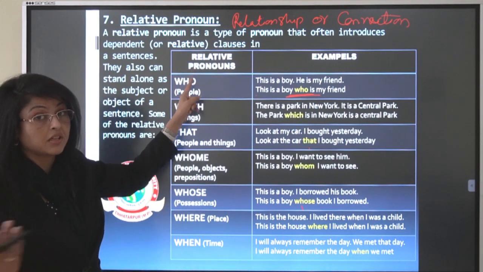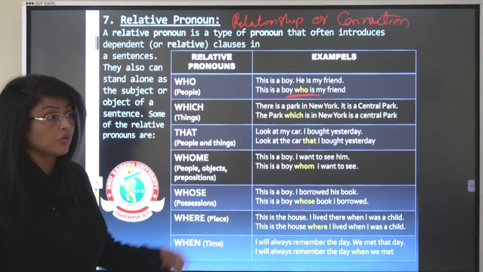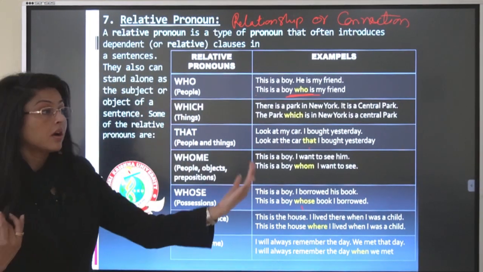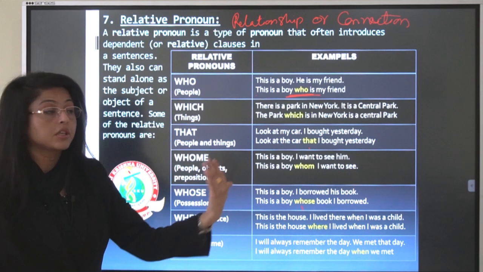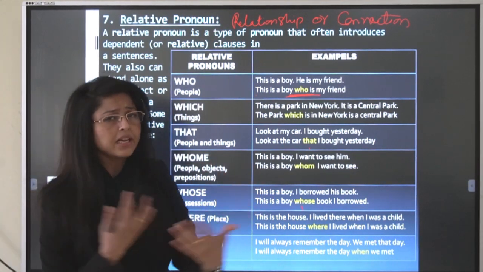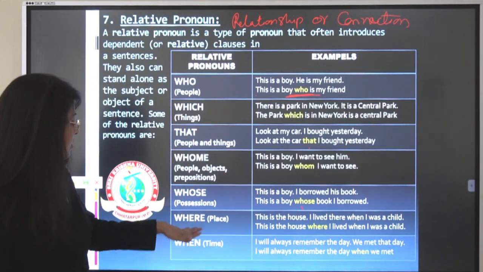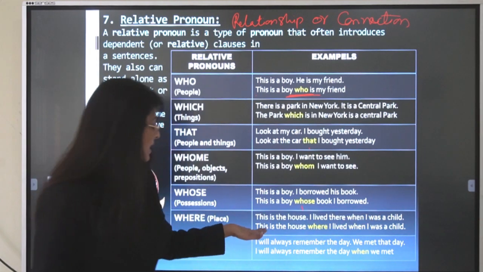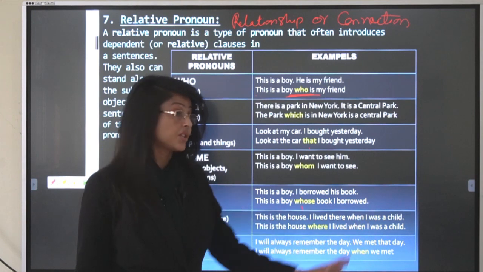Your relatives, your sister is your relative, your brother is your relative, your cousin is your relative. They relate something. The relation could be between objects, towns, places, things, any kind of noun, you name it. Okay? Where: this is the house, I lived there when I was a child. This is the house where I lived as a child.